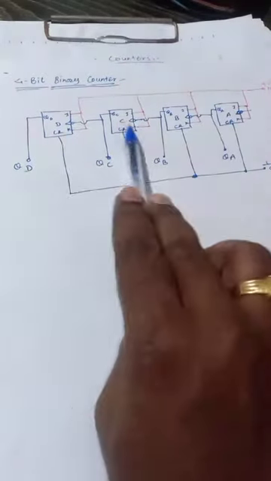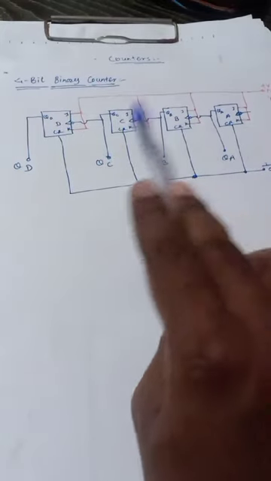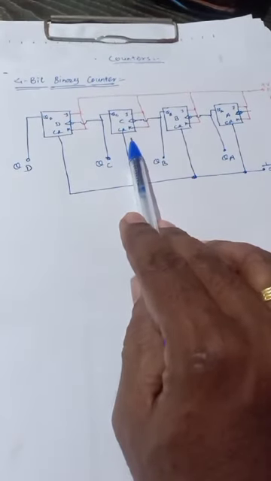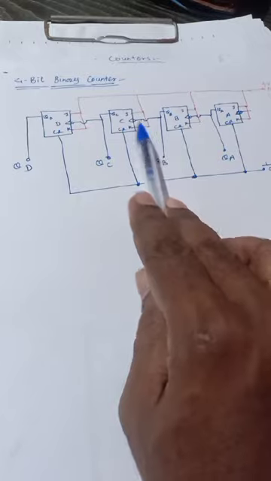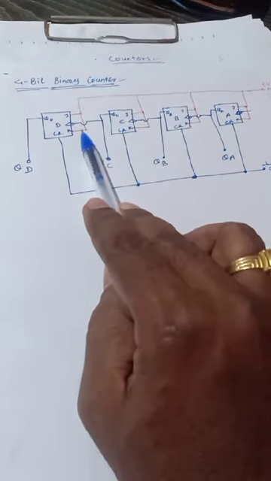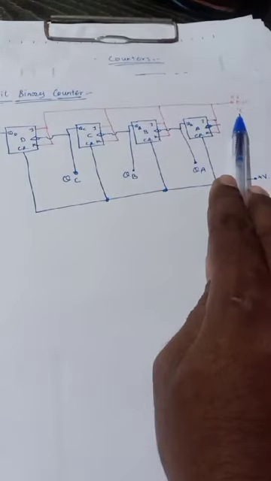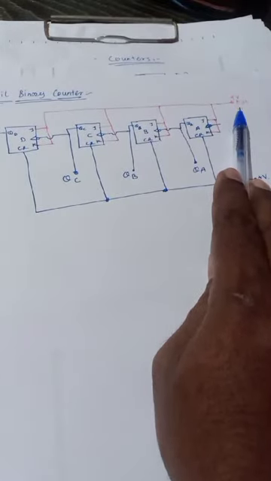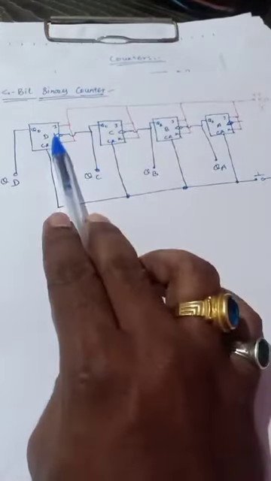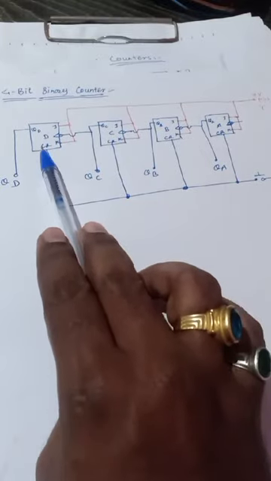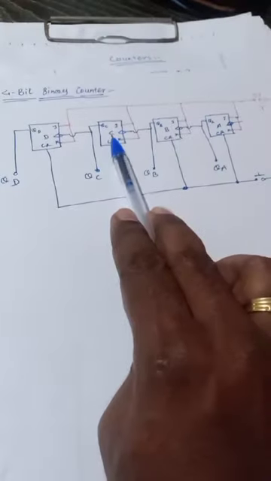Okay, so in this diagram we use JK flip-flops. These JK flip-flops are in toggle mode. How does it toggle in toggle mode? Because J and K are commonly connected to logic level 1, or high state. Okay, so that's why this is called a T flip-flop.